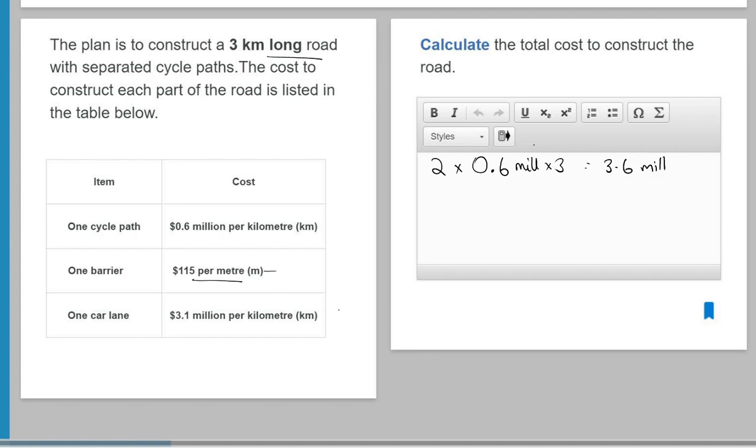When it comes to that one barrier, it's 115 per meter, right? So two barriers multiplied by 3000 meters, which is basically 3 kilometers, multiplied by 115. This gives me an answer of 0.69 million. I think this is the one that should make sense.